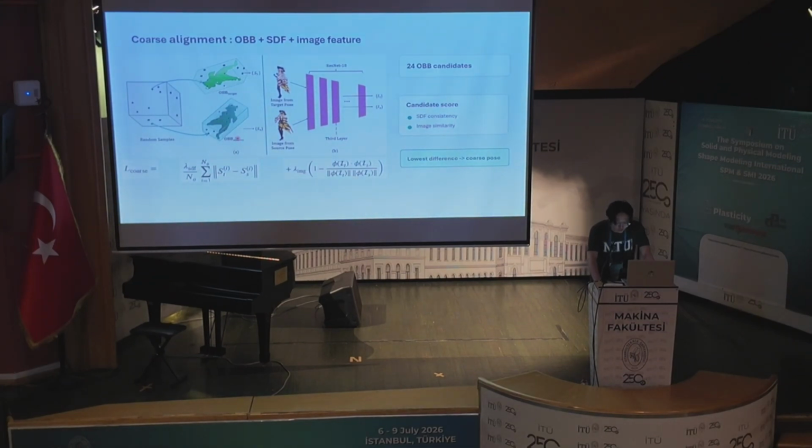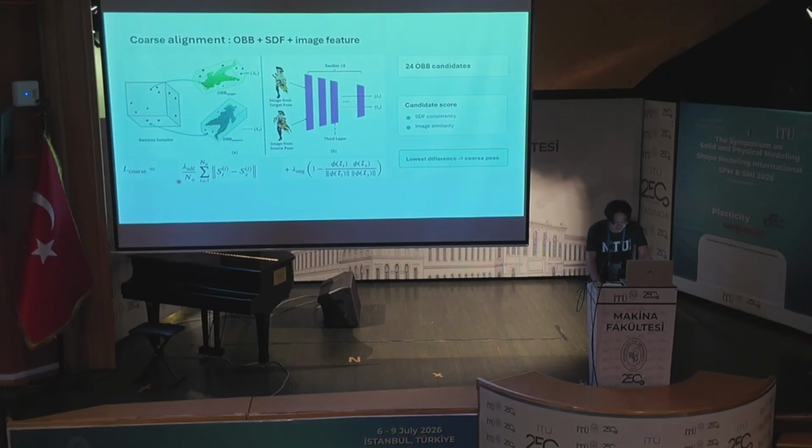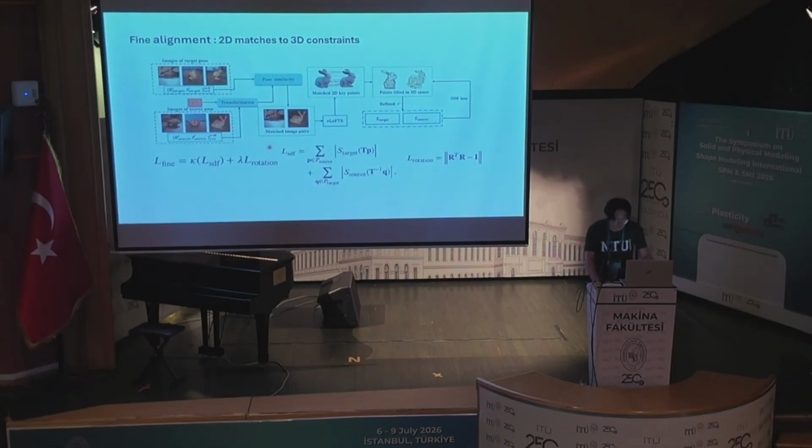A good candidate should map one surface close to the zero level set of the SDF after applying the transformation, and its corresponding views should have similar image features. Notice that we do not refine L coarse, but search for the minimum L coarse among the 24 candidates. This makes the coarse alignment more reliable.